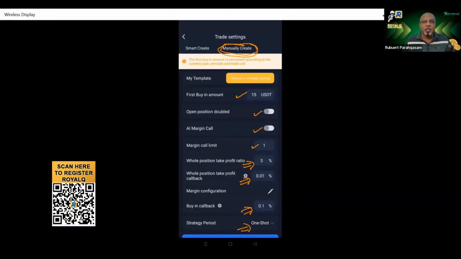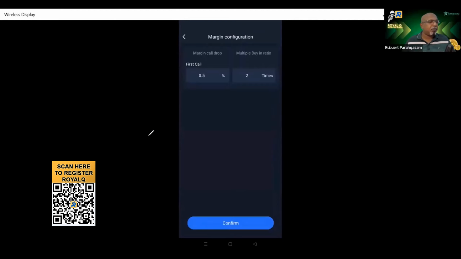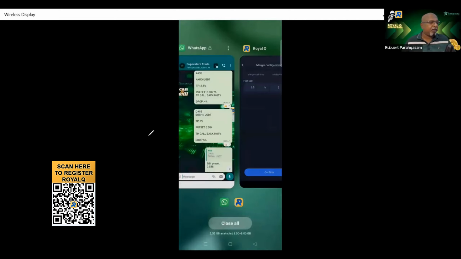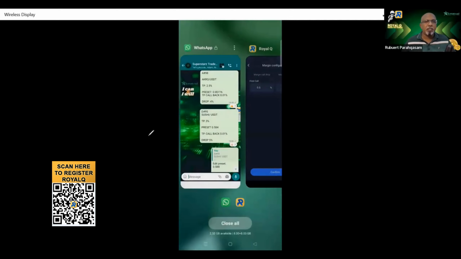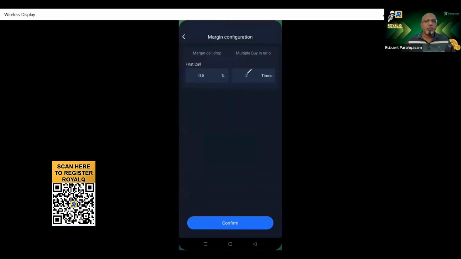What do I do? Click on margin configuration, right here. So that's what I'm going to do next. What should be the value here? 5%. I'm looking at the drop. Is that right? Yes. Okay, so this becomes 5 percent.